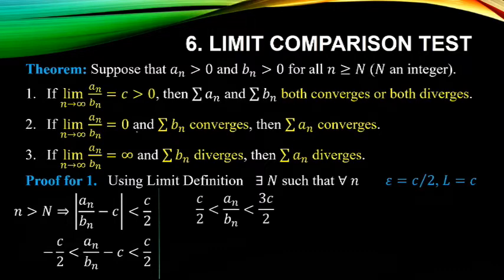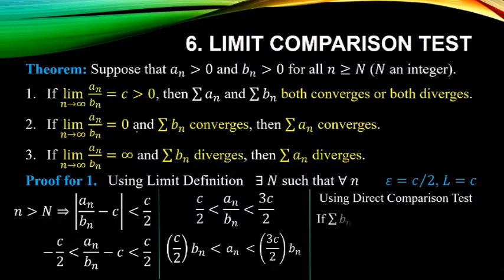Adding c on all sides, from negative c over 2 it becomes positive, a sub n over b sub n, the c disappears. Then c over 2 plus c gives us 3c over 2. Then multiplying b sub n on all sides, we have c over 2 times b sub n less than a sub n less than 3c over 2 times b sub n.